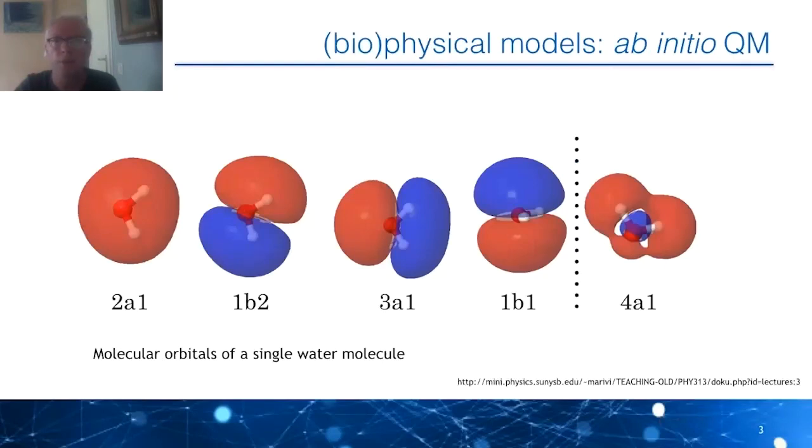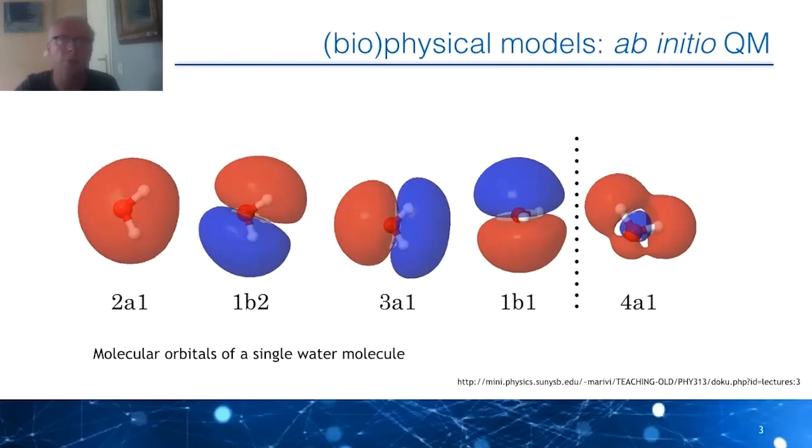So starting with the most basic level, ab initio quantum mechanics, you can describe molecules in terms of their wave functions and their nuclear coordinates. And this is just an example of the molecular orbitals of a single water molecule. The first four to the left are the occupied orbitals. The fifth is not really an occupied orbital. But even this calculation of these molecular orbitals for a single water molecule will already take you quite a lot of time on a general computer.